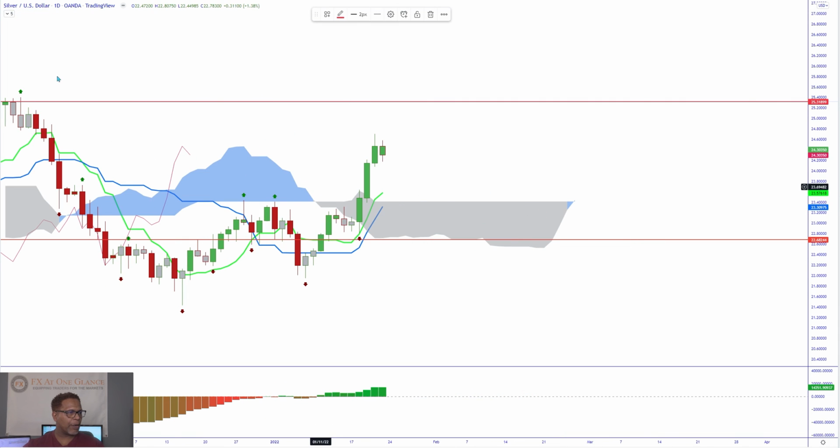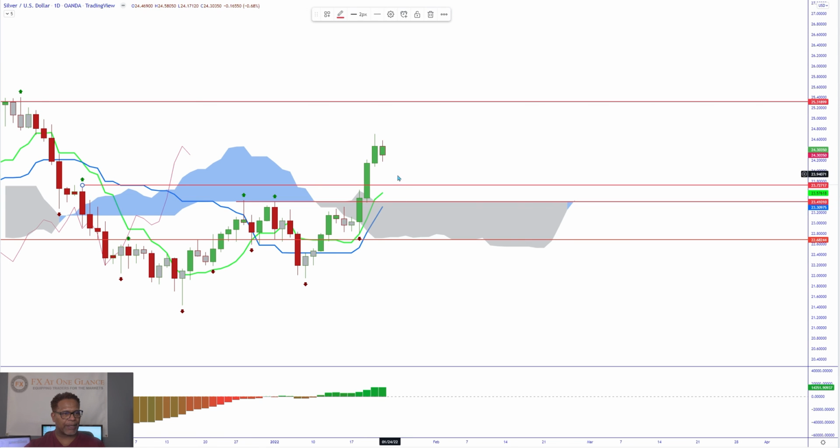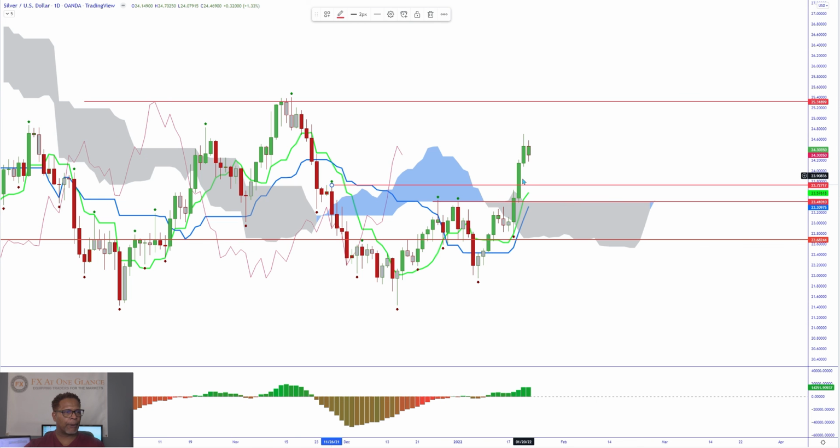We may see the correction. We could correct back to this fractal, but I don't know if we get back this far. If we do, we're coming back to the cloud, really. There's another fractal level that's relevant here also. So we could see the market drop back into this zone area here and then push back higher, but it's currently a very strong trend. We're getting a little bit of distance, but it's still a strong trend to the upside.